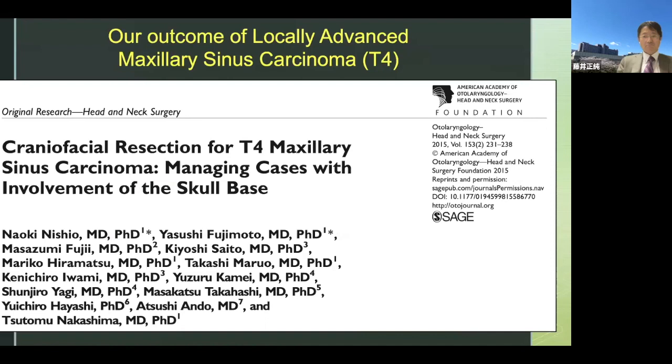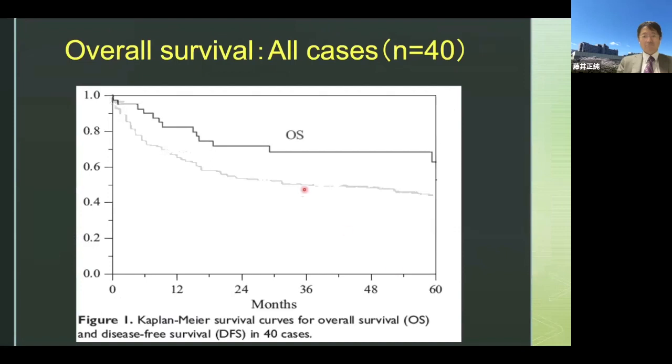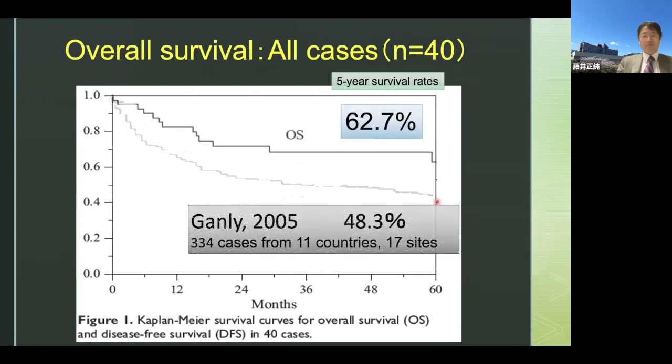So let me explain about our outcome of locally advanced maxillary sinus carcinoma, T4. And this is overall survival, quite good, 62.7% 5-year survival rate, and it's better than the previous report, 48.3%.